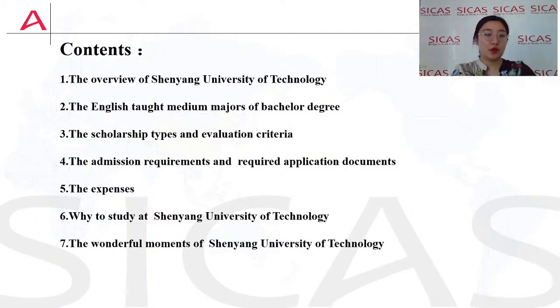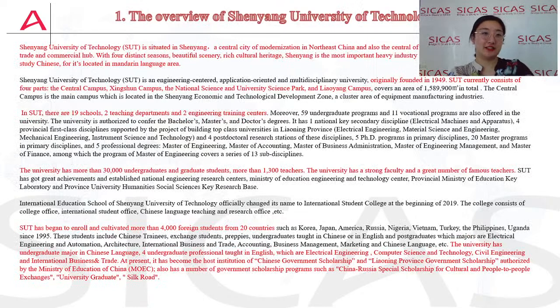The first one, we're going to give an overview of Shenyang University of Technology. And second, we're going to talk about the English taught medium majors of bachelor degree. And then we're going to talk about scholarship types and evaluation criteria, the admission requirements and required application documents, the expenses, why to study at Shenyang University of Technology, and lastly, we're going to talk about the wonderful moments of Shenyang University of Technology. Okay, let's start.